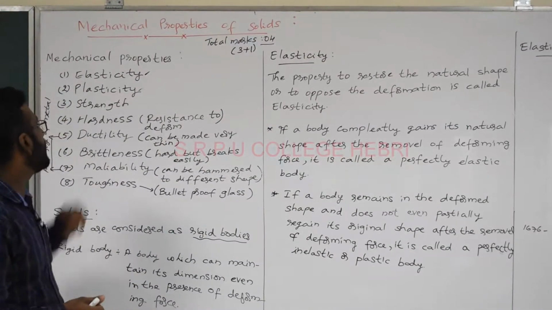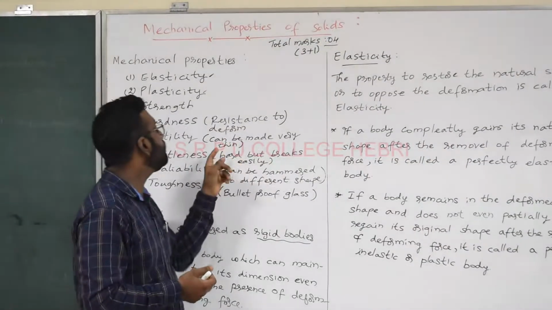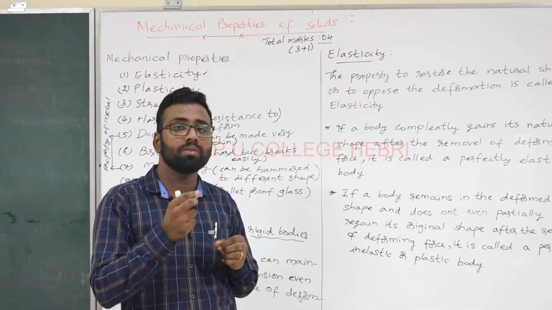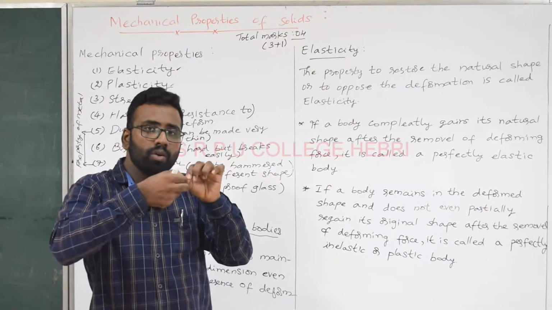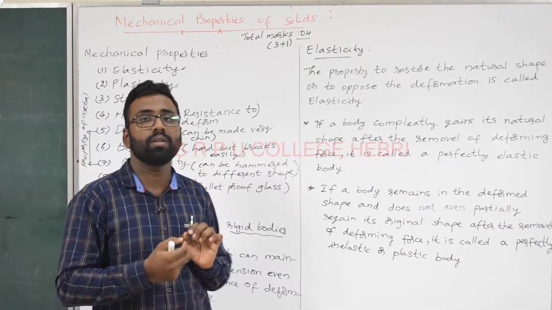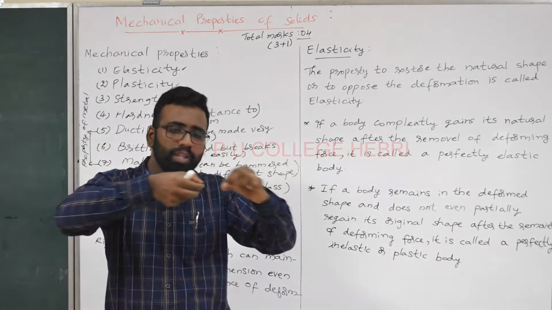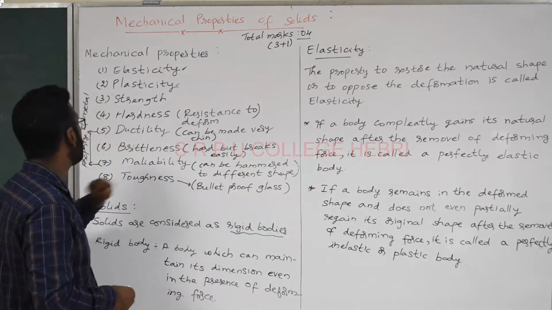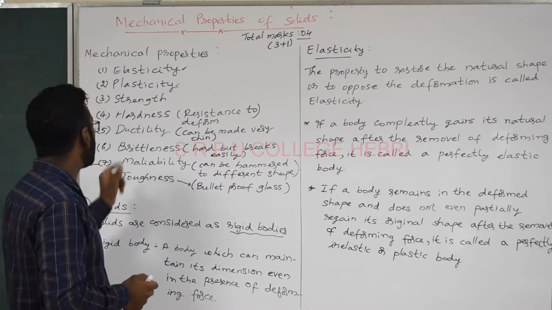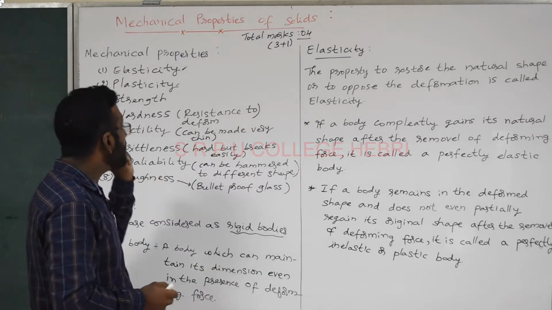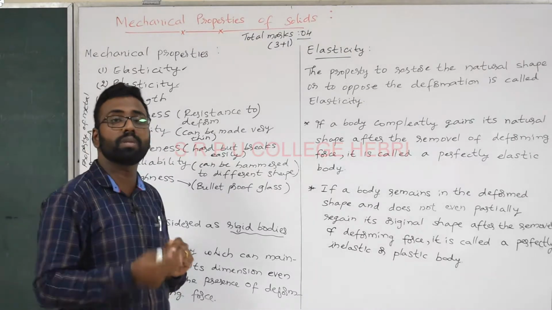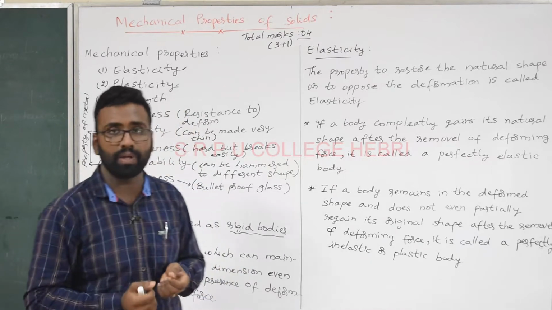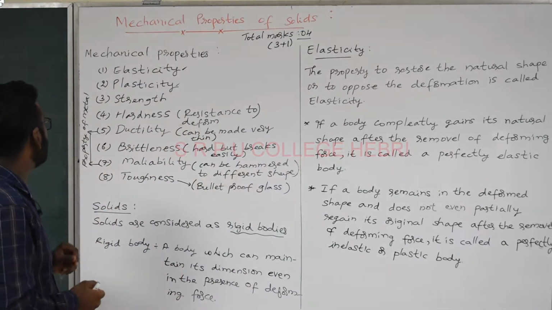Then ductility. Ductility means it can be made very thin. You can continuously apply force and make the material into a very thin shape, with a very small thickness. Next one is brittleness. Brittleness means it is hard but breaks very easily. You must have seen glass. Glass looks very hard, but when you apply some force, it suddenly breaks.